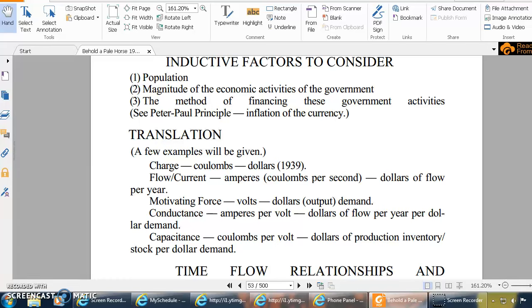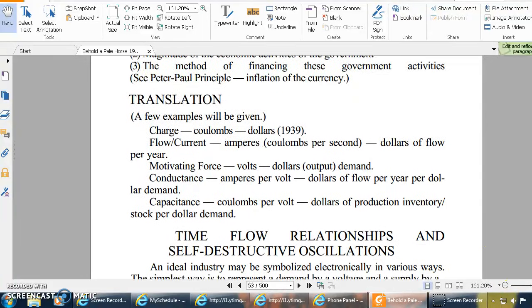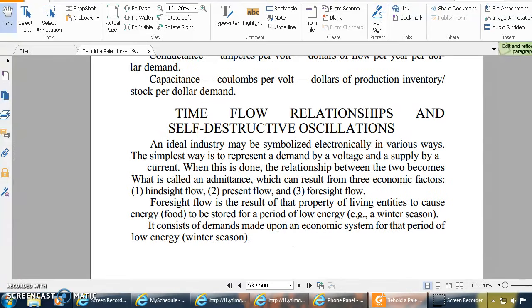Charge. Coulombs, dollars, 1939. Flow/current, amperes, coulombs per second, dollars of flow per year. Motivating force, volts, dollars, output, demand. Conductance, amperes per volt, dollars of flow per year, per dollar, demand. Capacitance, coulombs per volt, dollars of production. Inventories/stock per dollar, demand. Time flow relationships and self-destructive oscillations.